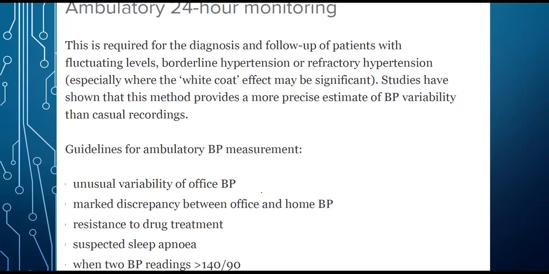Especially if you have a very unusual variation of blood pressure, if there is a marked discrepancy between home blood pressure and office blood pressure, or if a patient is having resistance to the drug, in those cases, do this 24-hour ambulatory blood pressure monitor. In this case, the patient will just put a device on their arm, and that device will record their blood pressure over 24 hours. And that will give us an idea of how it is at home, how it is when he is awake, how it is when he is asleep. Okay?